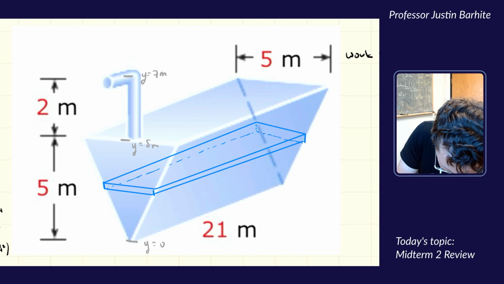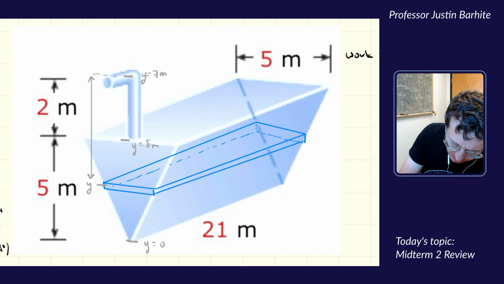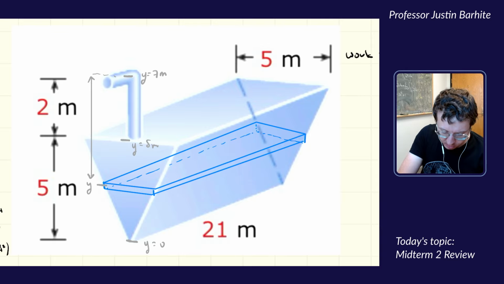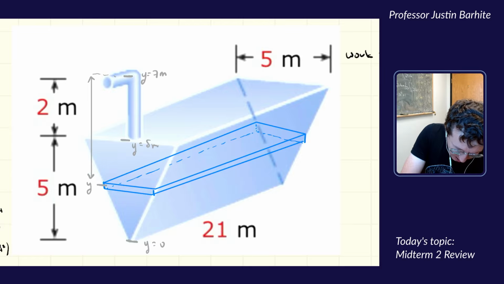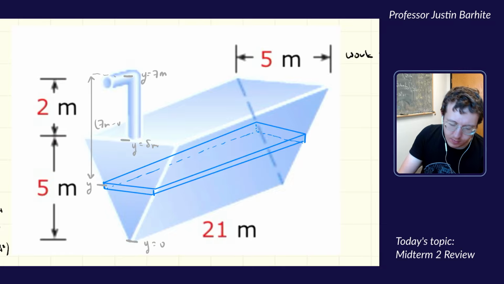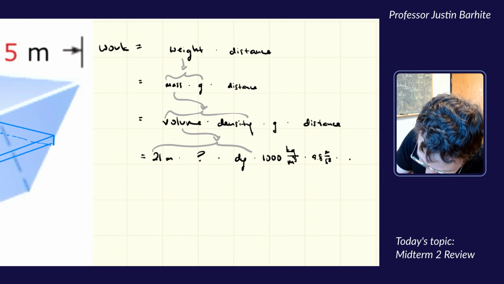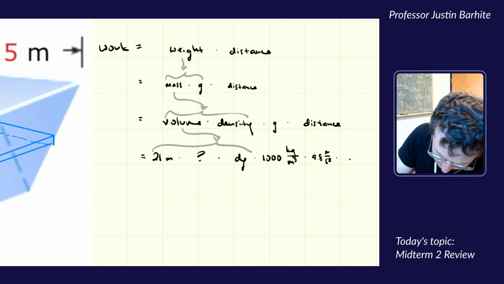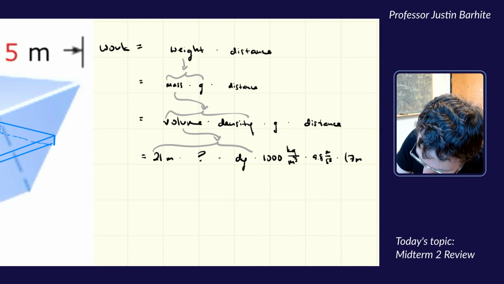So if this is at some height of y, then the distance that we have to lift this slab of water vertically from its current location of y up to 7 meters is 7 meters minus y. So the distance is (7 meters minus y).